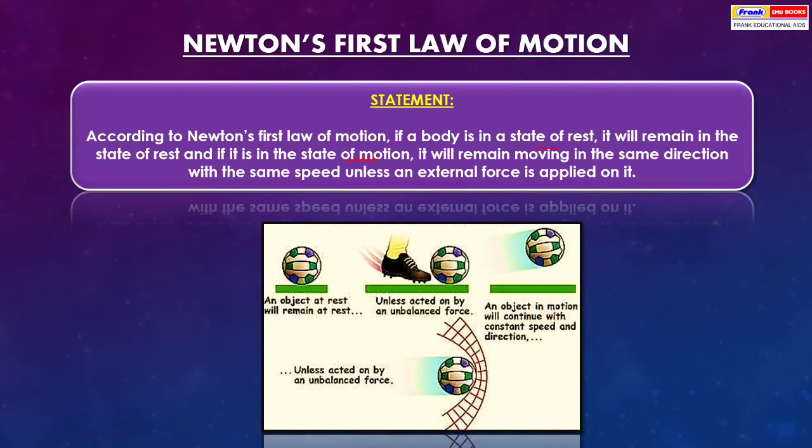So let's suppose, for example, this is a football. It is now at a position of rest. It will remain in the position of rest unless it is disturbed by an external force, which is the kick of a footballer. Now, if the football is in motion, it will continue to be in motion until it is stopped by a footballer. So this is Newton's first law of motion.